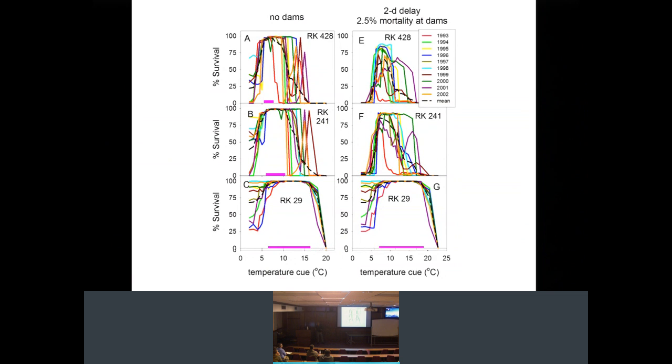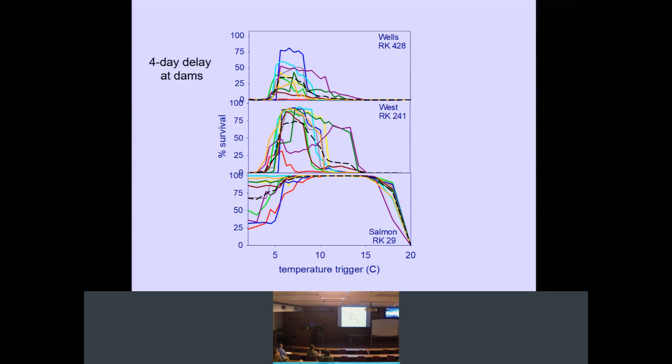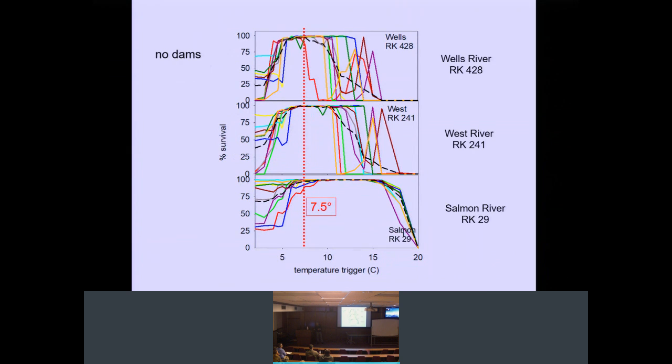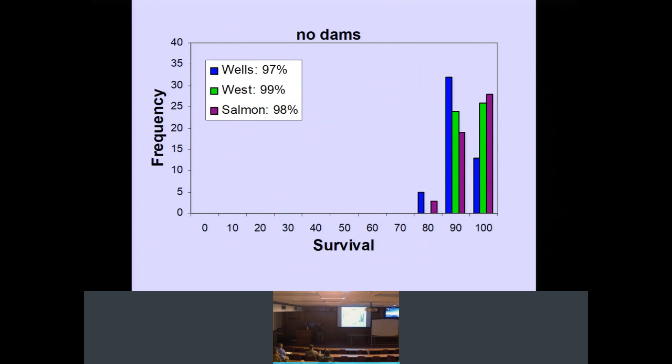All right, so we're seeing this is a 2-day delay at dams. I'm going to show you 4-day delay. It looks very similar except that these survivals have declined even more for both the Wells and the West River. So I just want to look at this in a slightly different way. Looking at survival frequency distribution for each of these three tributaries.